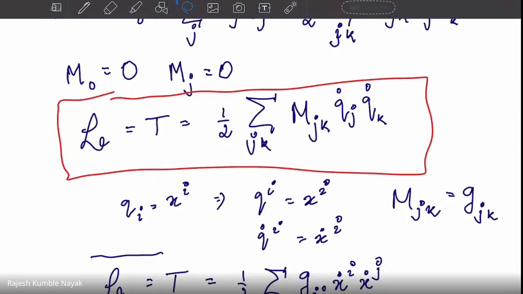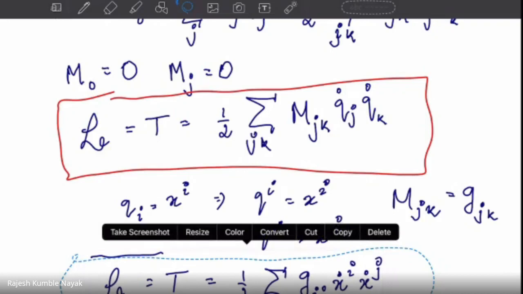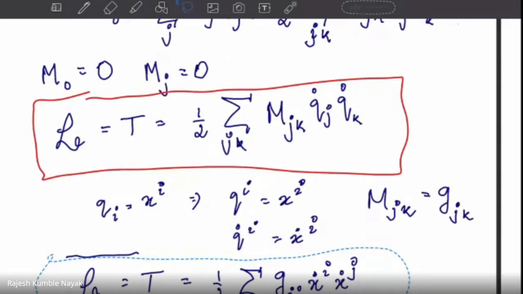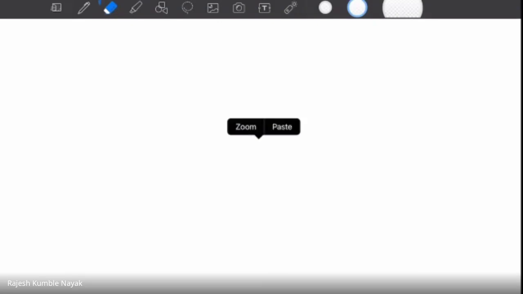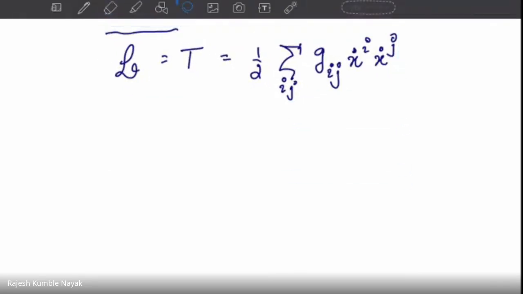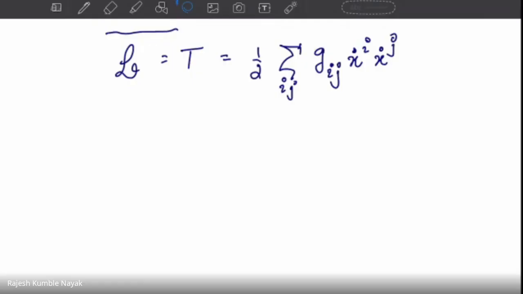Now let us basically copy this here, and then remove this here. Okay, so we have it here. Can you see it? Yes, sir. Okay. So now I use the Einstein summation so that we don't have to write too much.